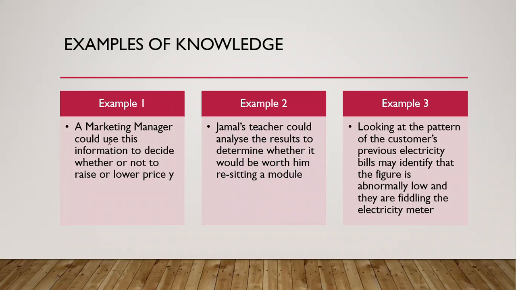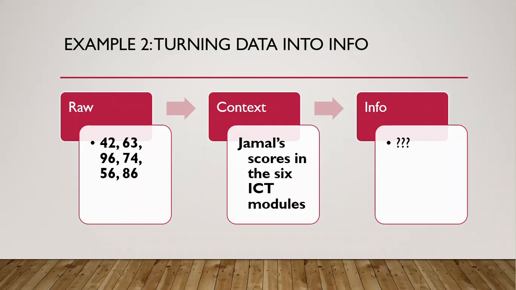Okay, a marketing manager could use this information to decide whether or not to raise or lower price. Why? Okay, the same thing with the second example just now. We have Jamal's score. This is Jamal's score in the 6 ICT modules. So what can be derived? What info can be derived from this raw data?